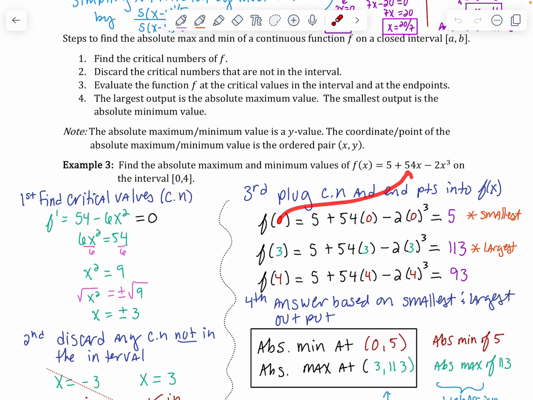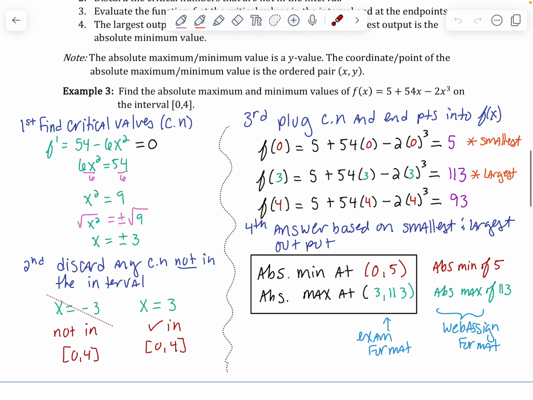I plug 0 in for x and get an output of 5. I plug 3 in for x to get an output of 113, and I repeat the same thing with the 4 to get positive 93. So the smallest of all of my outputs is positive 5, and the largest of all of my outputs is 113. So now I'm ready to answer.